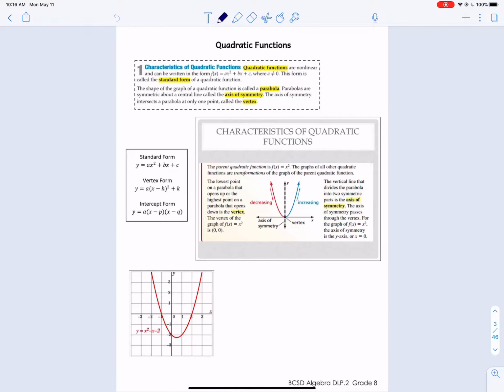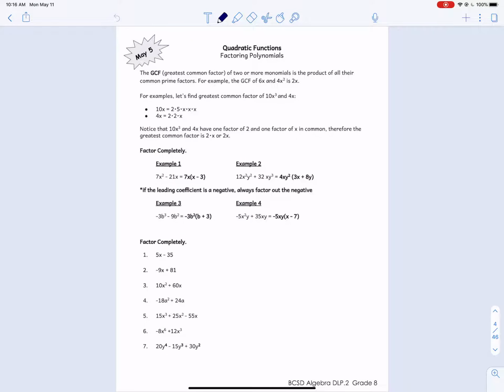starting on May 5th. So we're starting with quadratic functions. Again, this is a review, but you definitely need to know this before going into Algebra 2. So we start with a little bit of review of factoring polynomials.